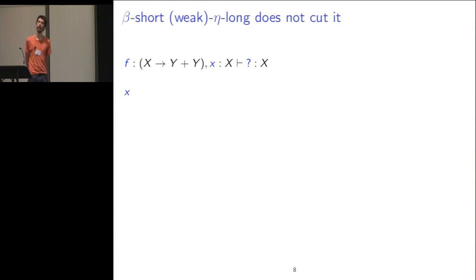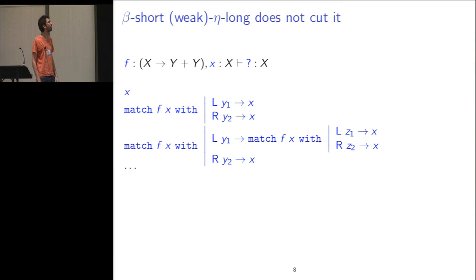So of course you can say x. But you can also match on f of x, which is a sum. And in both branches, well, you return x. So this is semantically equivalent to the first program, if you assume purity and strong normalization. But it is a beta normal form. You cannot reduce it. And it is also a weak eta long normal form. And in fact, it's much worse than that, because you can, again, match on f of x in the left branch, in the right branch. There are infinitely many terms which are beta short, weak eta long normal forms at this type.